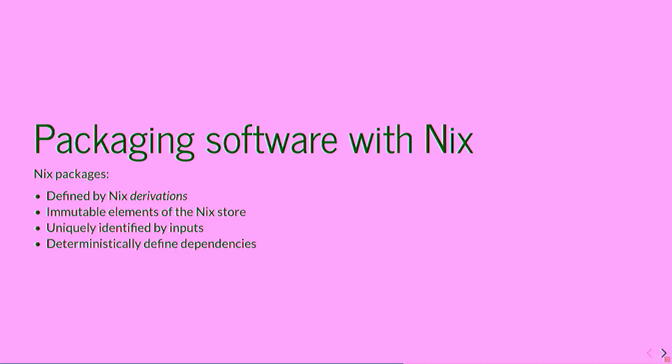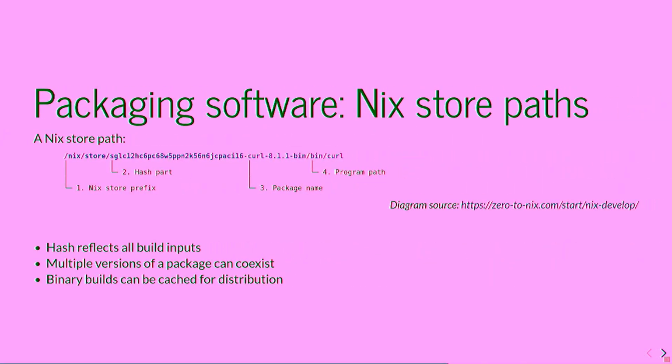And the derivations allow you to deterministically define your software dependencies. So this is why you are able to build bit-for-bit reproducible software packages. The Nix store is key to understanding how Nix works. The Nix store is a file system directory that consists of a bunch of files and directories itself. It's located by default at /nix/store.